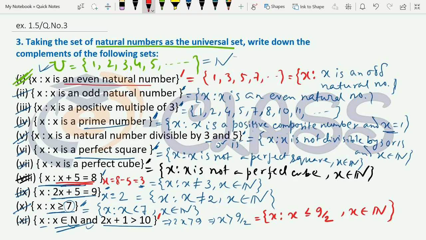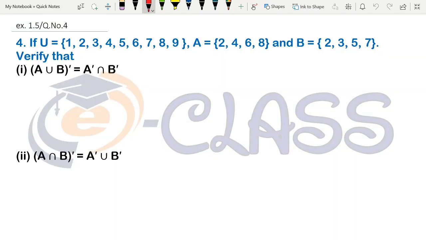Now the next question is question number 4, which says the universal set equals 1 to 9, A equals 2, 4, 6, 8 and B equals 2, 3, 5, 7. So you have to verify these two. To verify this, first of all you have to calculate A union B, or you can directly calculate A union B complement. So first of all calculate A union B.